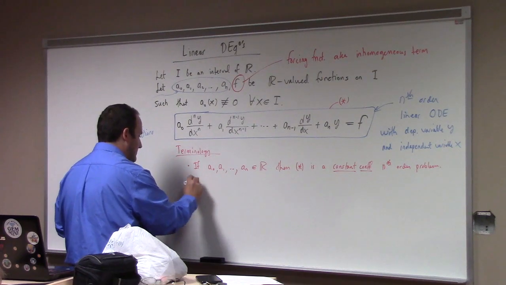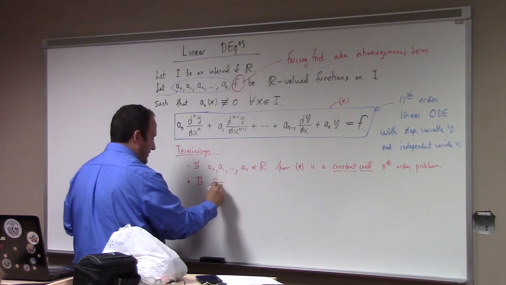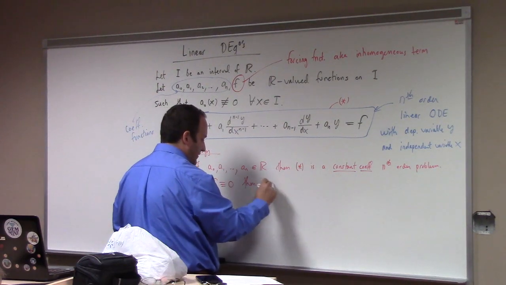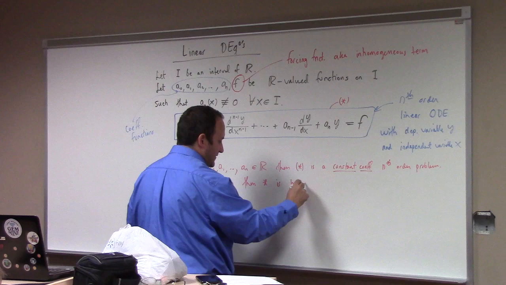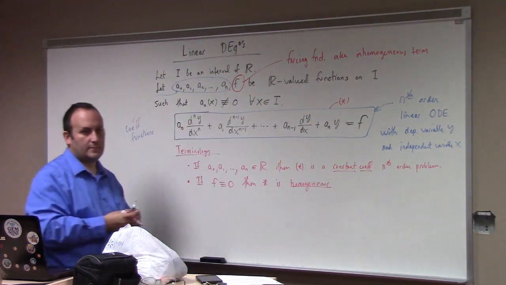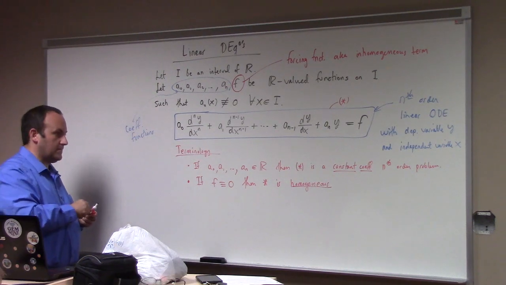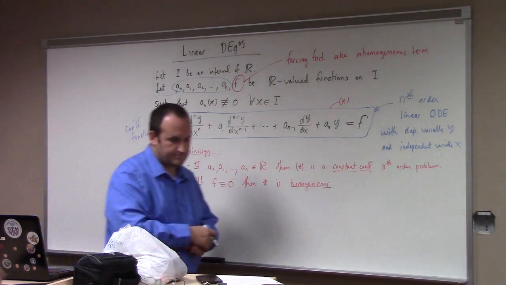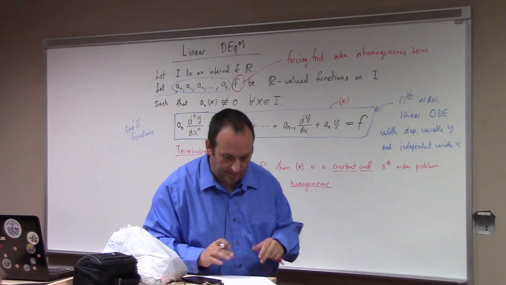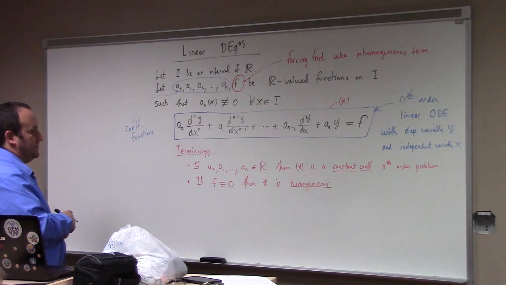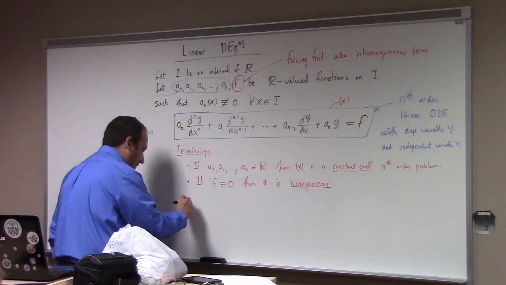If the forcing function is identically 0, then star is homogeneous. All right? Now, there are other notations that I should mention. We like to use operator notation.